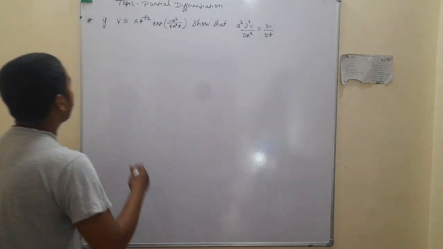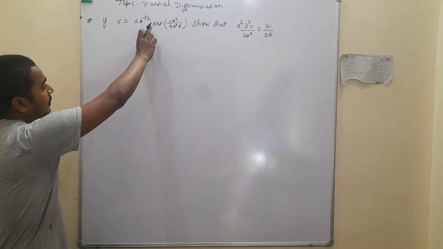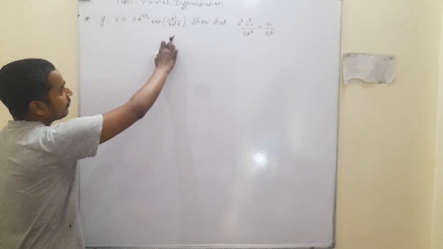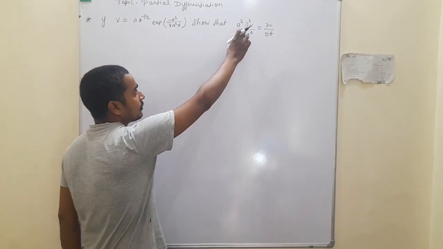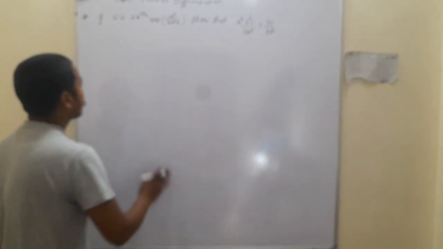Question is given here. If v is equal to a into t to the power of minus 1 by 2 and exponent of minus x square upon 4a squared into t, then show that a square into del 2v upon del x square is equal to del v upon del t. Let's solve the problem here.